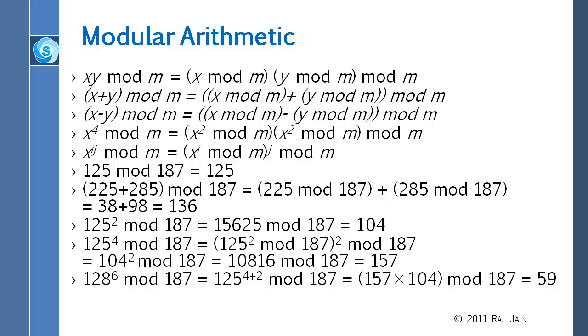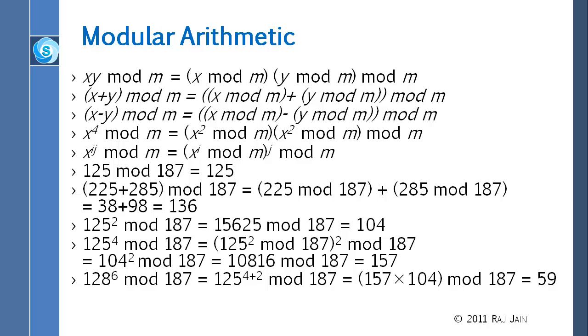So here's some examples. 125 mod 187 is what? 125, because it is less than 187, right? But what about 225 plus 285 mod 187? We do it in pieces. First, we reduce 225 mod 187, and then we reduce 285 mod 187. So this gives you 38, this gives you 98. Then we add, which is 136, which is less than 187, so that's all set. You're all set.